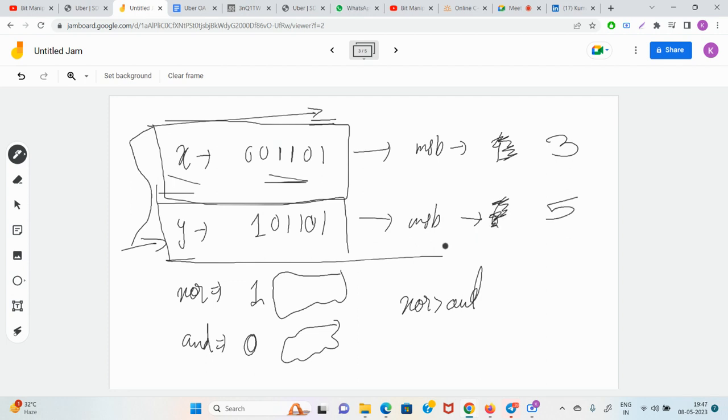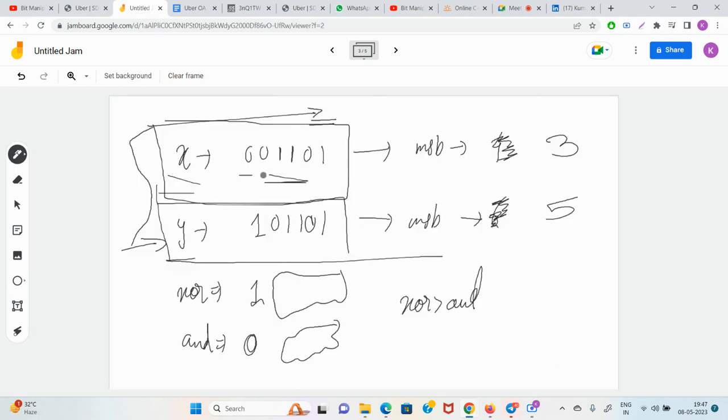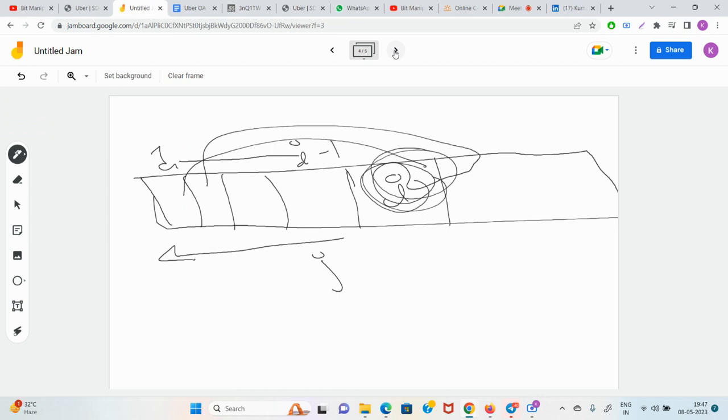So guys, even in this case, it is just the transpose of the earlier case. Earlier here was 1, here was 0. This time here is 0, here is 1. So XOR will always be having 1 and AND will always be having 0. It means XOR will always be greater than AND. It means it is a valid pair.